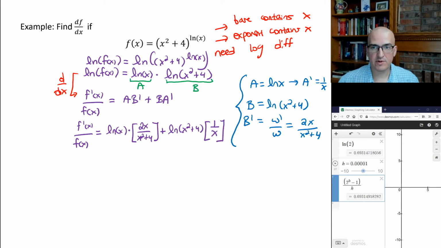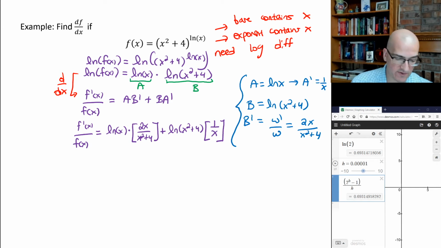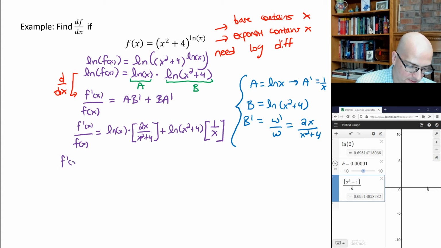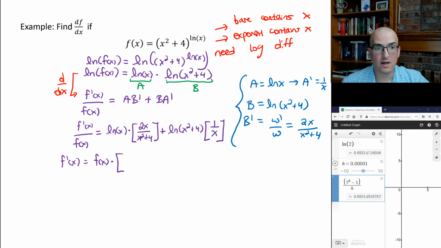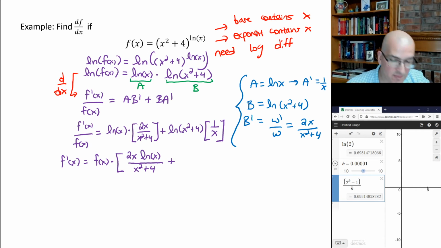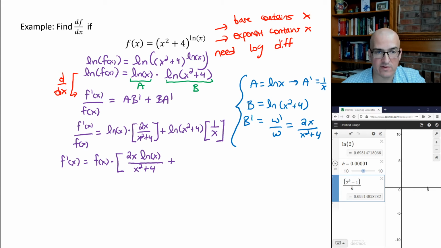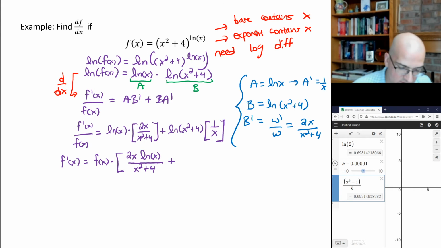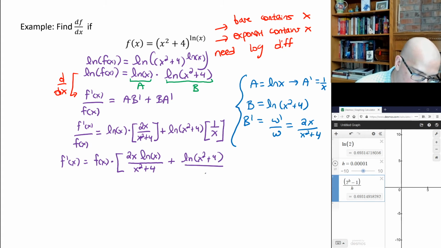In the next line, I'm going to combine steps. I'm going to multiply both sides by f of x to isolate for f prime. And then the ln of x multiplied by 2x, I'm going to put the 2x up front, 2x times ln of x, and the whole thing is divided by x squared plus 4. And the second part of that product rule, I have ln of x times 1, all divided by x, so I'm just going to write that as ln of x squared plus 4, all divided by x.